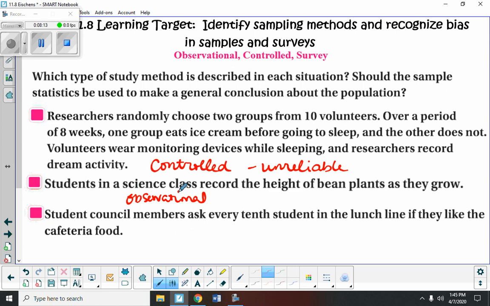Next, student council members ask every 10th student in the lunch line if they like the cafeteria food, and this would be the survey method of a study. And it's not super reliable because the people that definitely don't like the lunch food probably aren't in line. They probably brought their own lunch or they're leaving school for lunch. So the population that they're serving is going to tend to like the school food better.